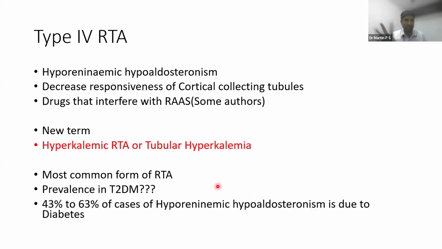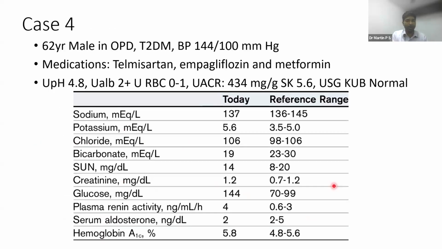But there is documented evidence that about 43 to 63% of cases of hyporeninemic hypoaldosteronism are seen in patients with diabetes. And there was a recent study from Germany which quoted that 3.8% of patients admitted to their hospital actually had type 4 RTA. Now, this is the last case that I plan to discuss.